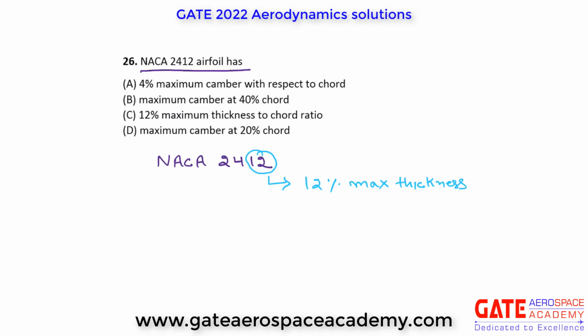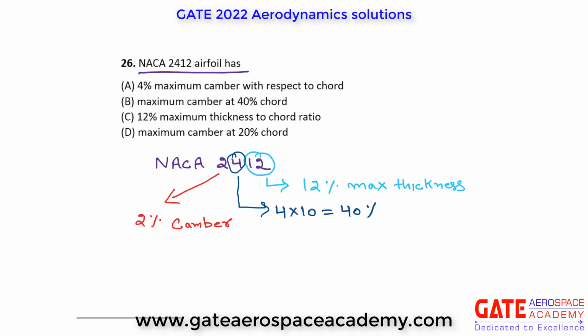The first digit gives us the maximum camber. So 2% is the maximum camber, 2% of chord. The second digit gives us the location of maximum camber in tens of chord. So if we multiply 4 by 10, it will be 40. So the location of maximum camber is at 40% of the chord from the leading edge, correct?